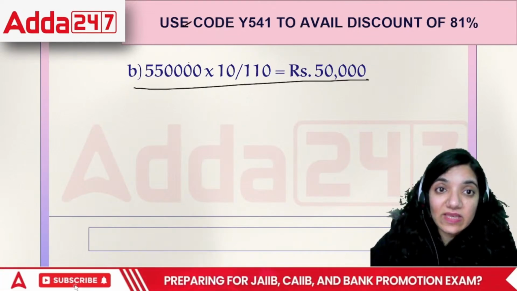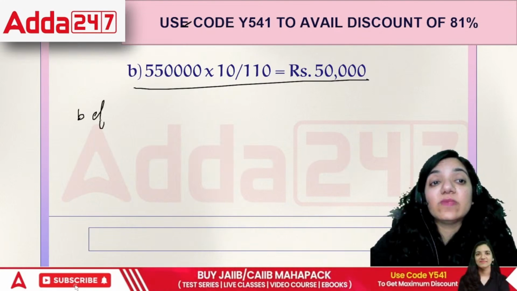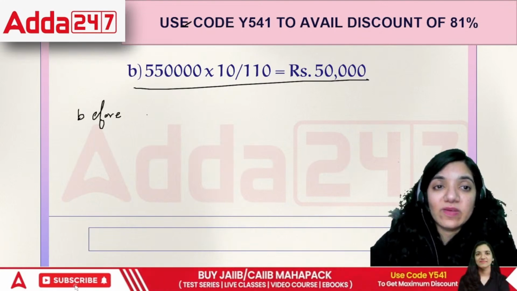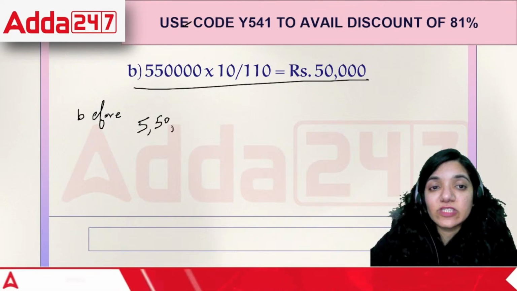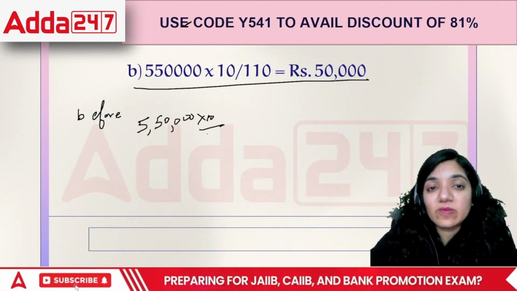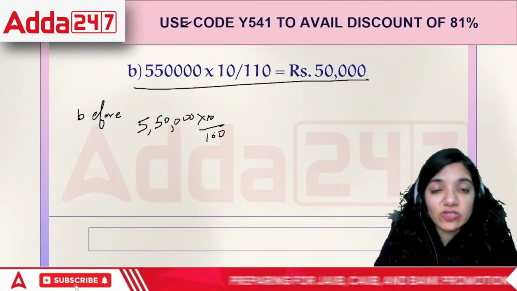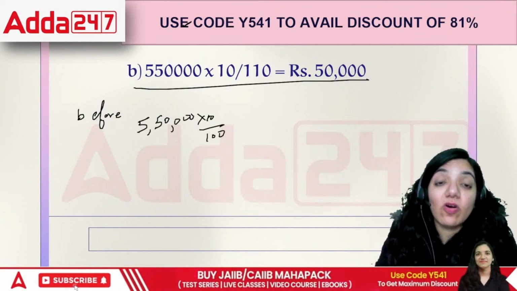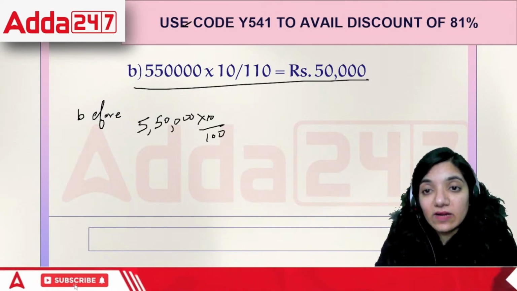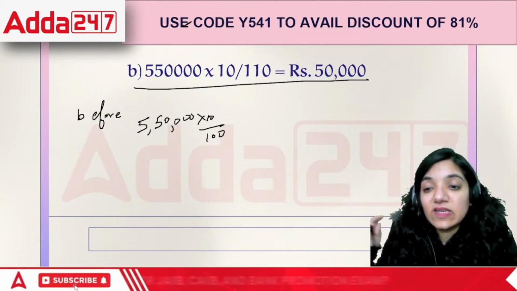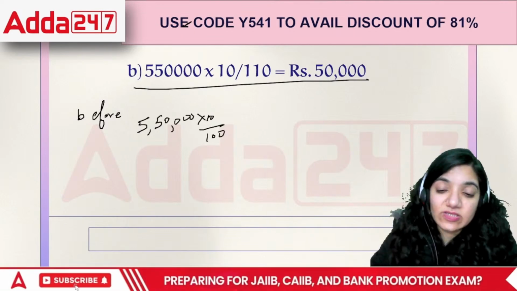It can be either after or it can also be before. That means it can be 5,50,000 multiplied by 10%. When it says before charging such commission, then 10 divided by 100. Or after charging, 10 divided by 100 plus 10%. That is rate upon 100 plus rate.